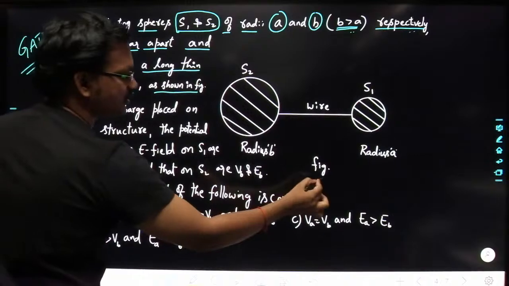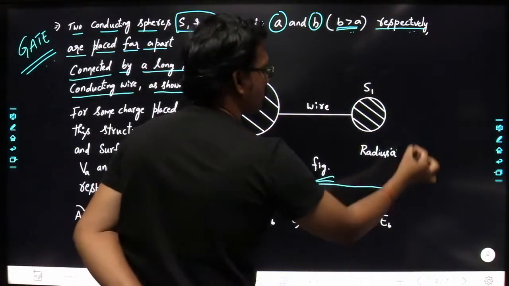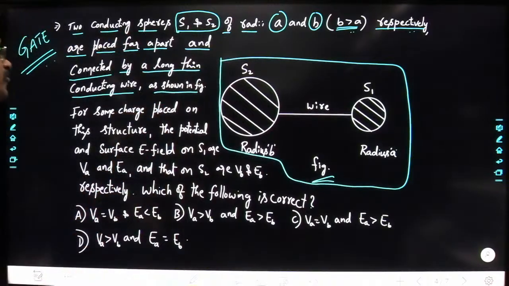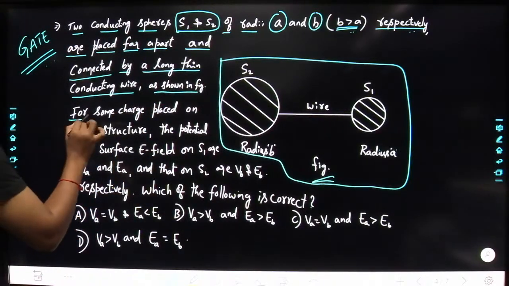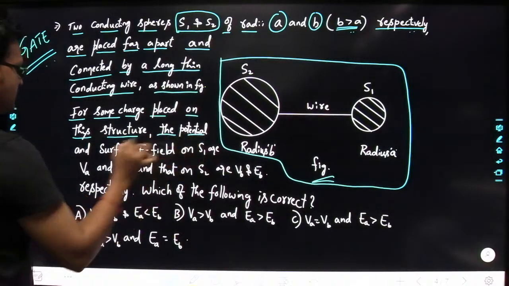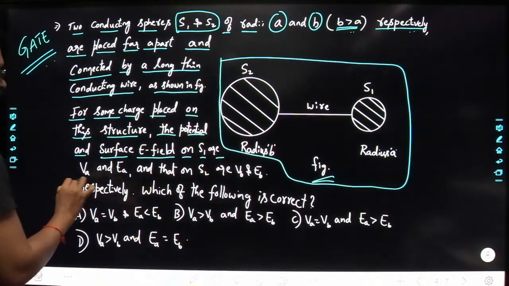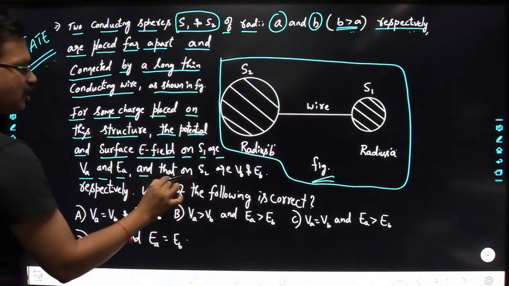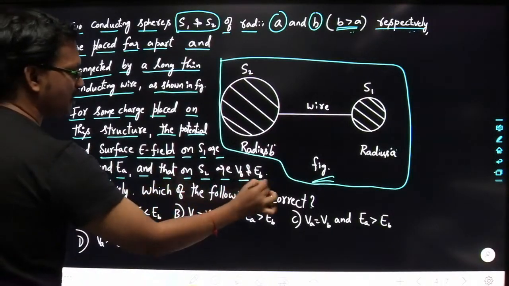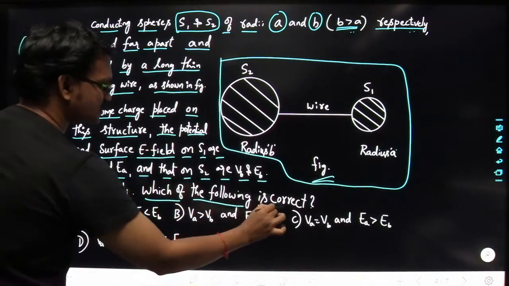So this is the figure they have given here. For some charge placed on this structure, the potential and surface electric field on S1 are VA and EA, and that on S2 are VB and EB respectively.